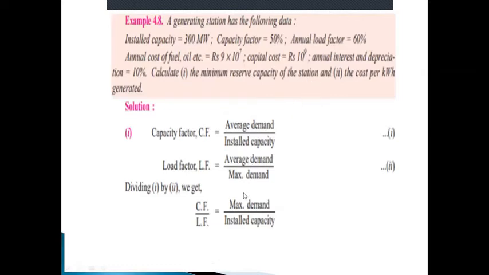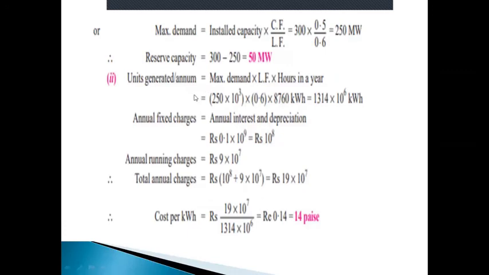Here we have to calculate the maximum demand. Installed capacity is specified.